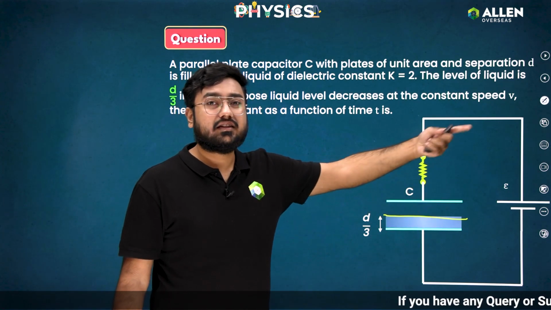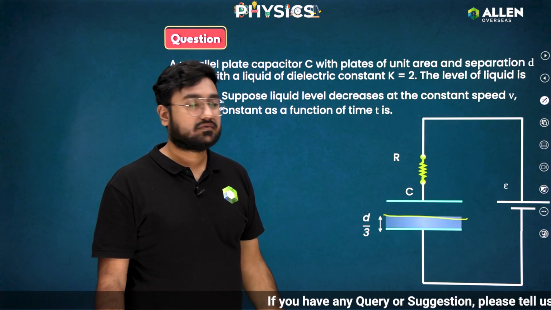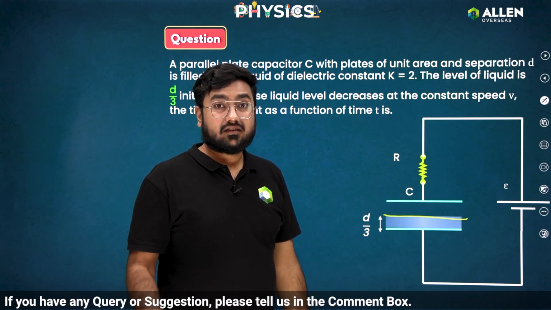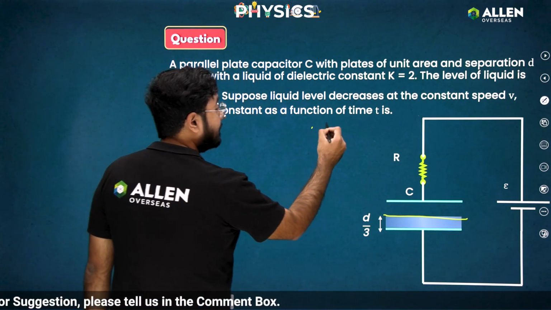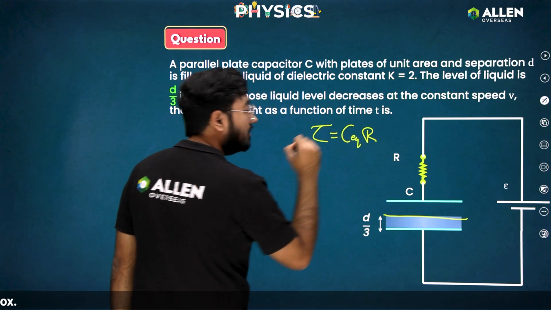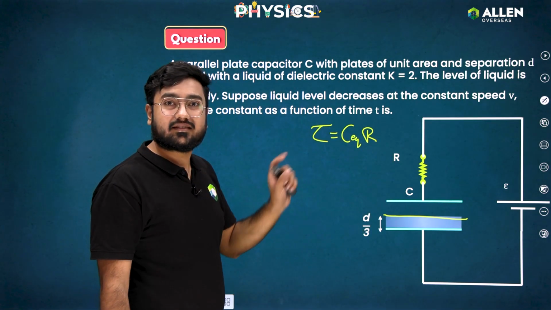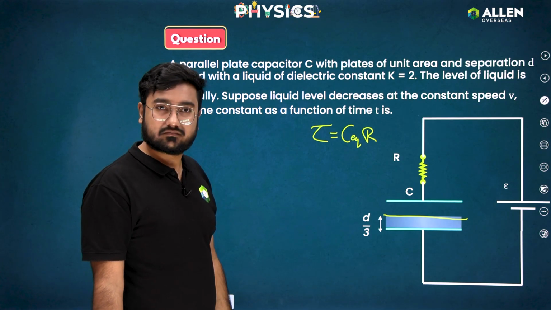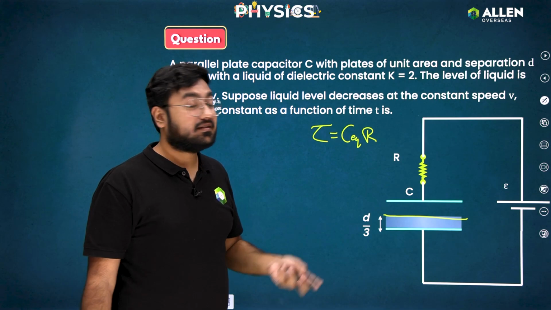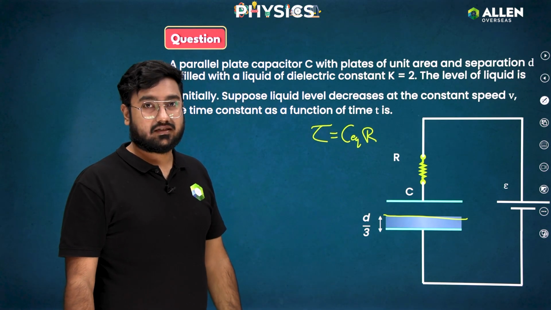can I convert this thing into a standard RC circuit? One capacitor will be there, one resistor will be there, E will be there. So the time constant for this configuration will be equal to C equivalent into R. Is that clear? So tau is C equivalent into R, so we need to calculate C equivalent.